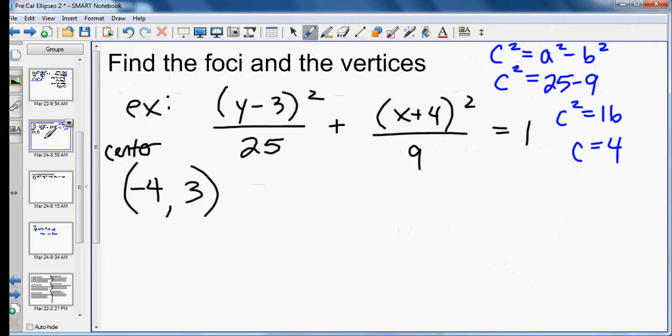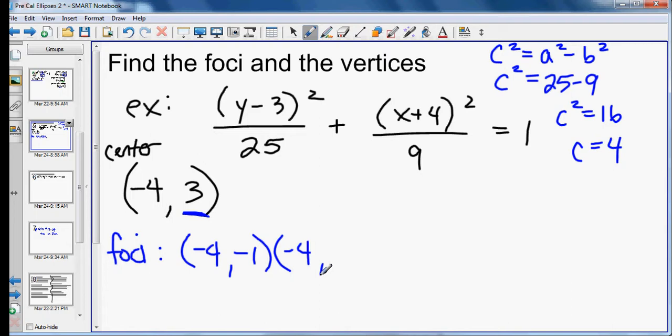And then we need to find the vertices. So for the major axis vertices, we need to find the a. Remember, that's going with the bigger denominator, so 25 is equal to a squared, meaning a is equal to 5. And if you go back and look at your equations, for this one, the major axis vertices, since the bigger denominator is paired up with the y, we're going to add and subtract that number to the y value.